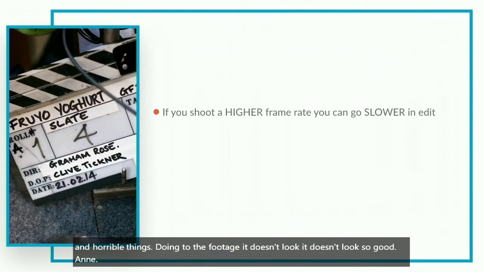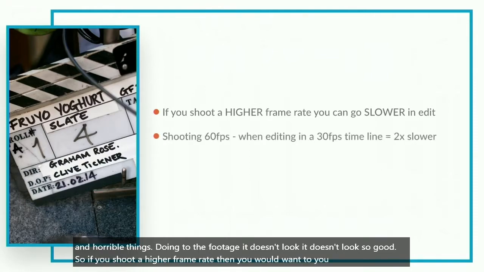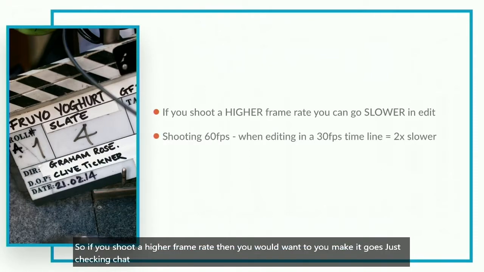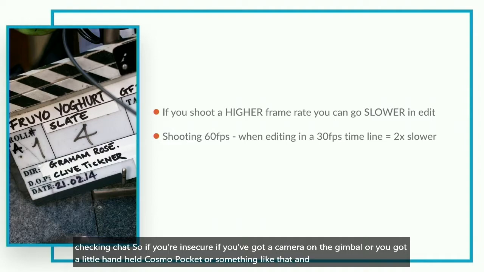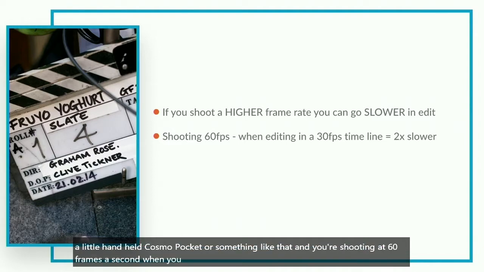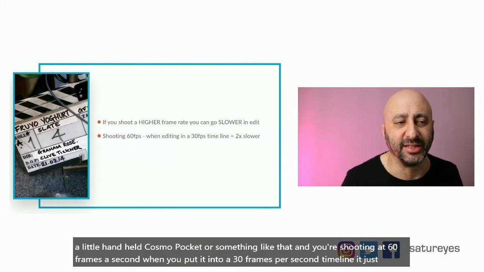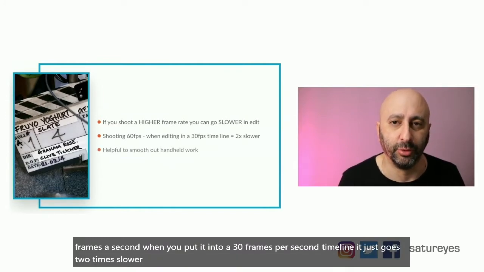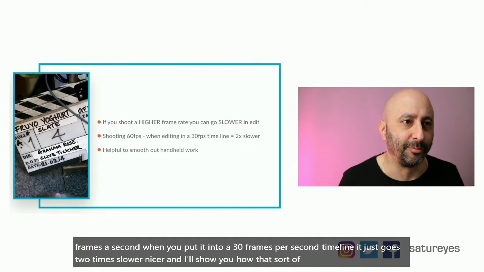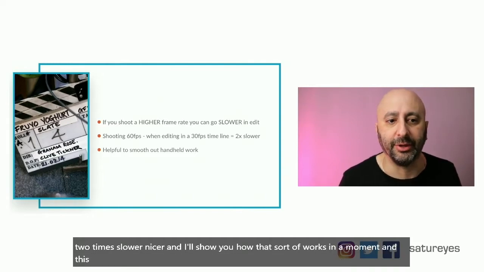If you shoot at a higher frame rate, then you would want to make it go slow. So I was just checking the chat. If you've got a camera on a gimbal, or a little handheld Osmo Pocket or something like that, and you're shooting at 60 frames a second, when you put it into a 30 frames per second timeline, it just goes two times slower, nicer. I'll show you how that works in a moment, and this is really helpful to smooth out handheld work.